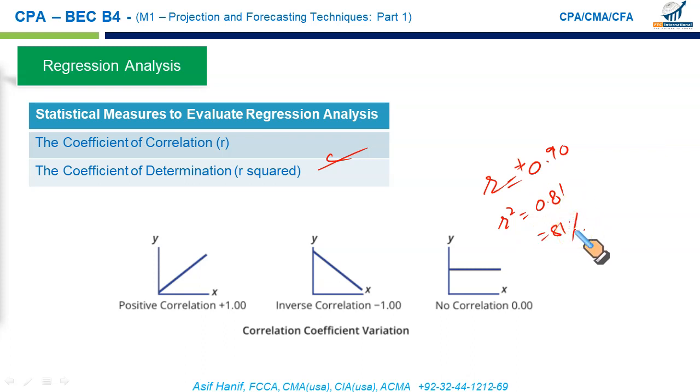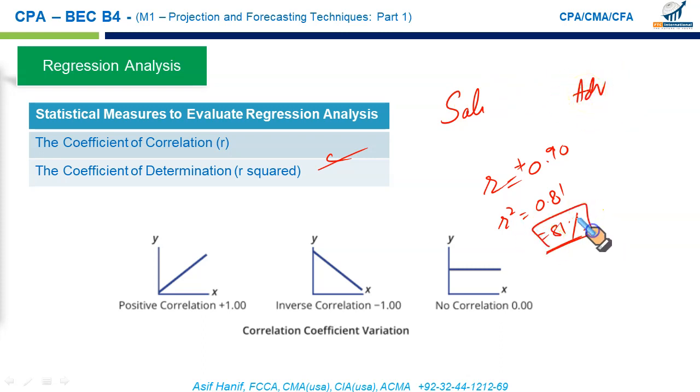What does this tell me? This is called the coefficient of determination. Let's say this is between sales and advertisement, what can I conclude from this? It tells me that if the sales varies, which is my dependent variable, 81% of the change is caused by advertisement. In other words, I can say the variation in the sales, 81% of this variation is explained by advertisement.